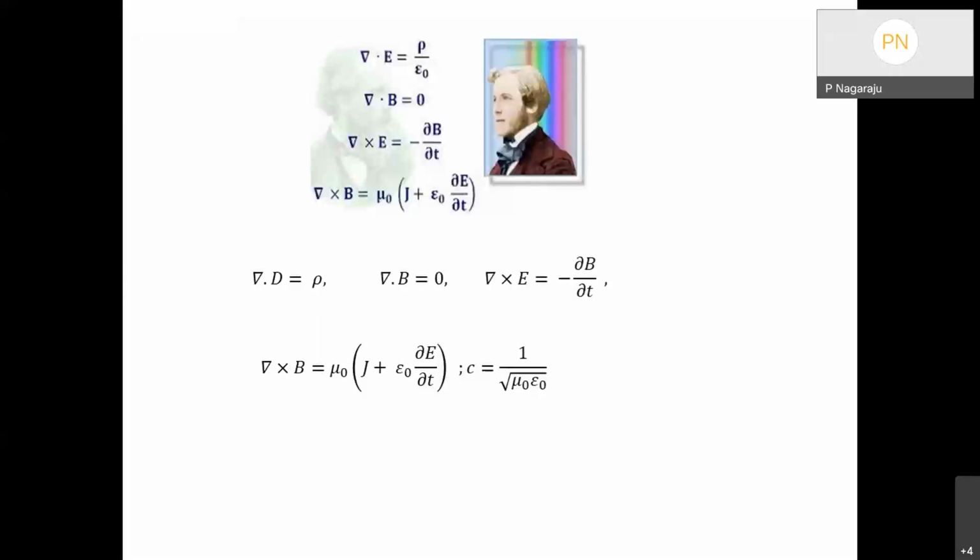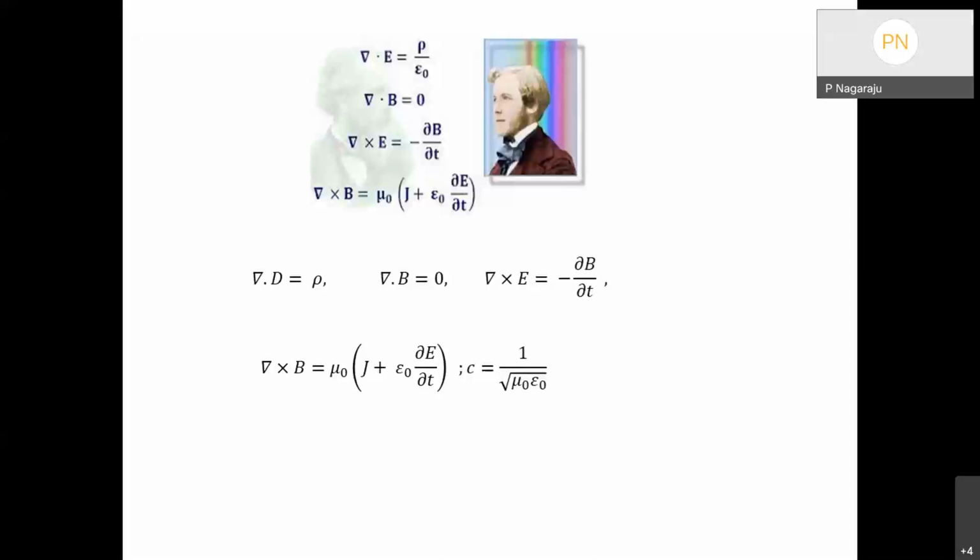Divergence E is equal to rho by epsilon naught, where rho is the charge and epsilon naught is the permittivity of free space. Divergence B is equal to 0, where B is the magnetic field and E, which I have used earlier, is the electric field. Curl E is minus del B by del t, and curl B is mu naught J plus epsilon naught del E by del t.